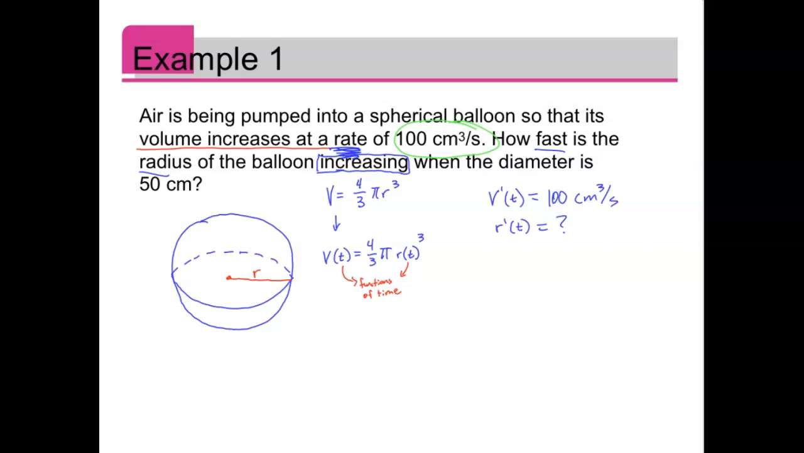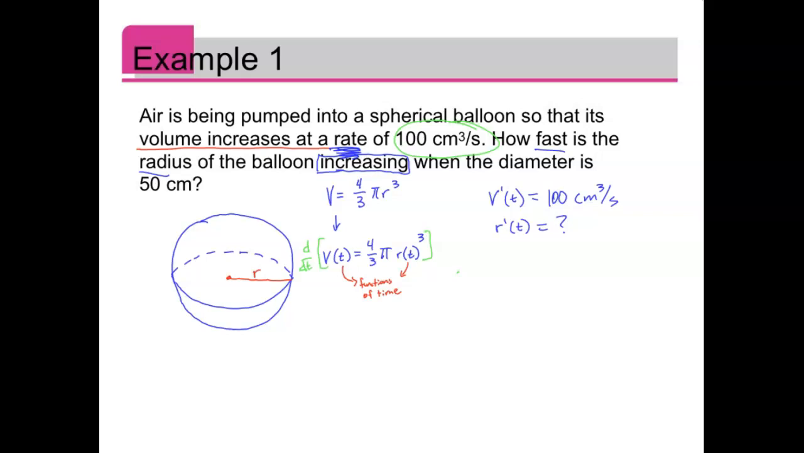So we have v prime of t. What we're trying to figure out is r prime of t. We have an equation that relates v and r. So what we want to do with that equation is take the derivative with respect to time. So I'm going to go d dt, and this is where that chain rule is generally going to come in. So I'm going to take d dt of both sides of the equation.